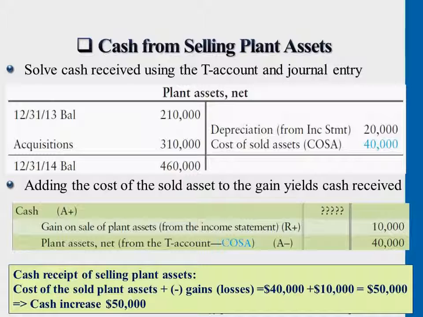Okay, this is an example of the gain. If you see a gain on the income statement, that basically means when we sell the asset, we got more than what the asset was worth. That's why we have a gain. So if we want to move backwards to find the cash increase, that would be $40,000 plus the $10,000 gain. And this is an example of a loss. That means that we collected cash less than what the book value of the asset was worth. So it would be $40,000 minus $10,000, $30,000 of cash increase.